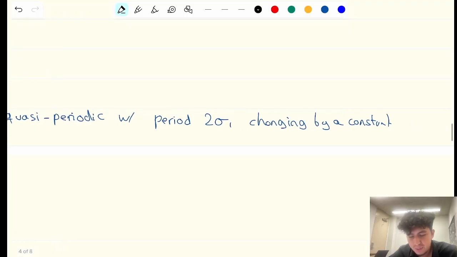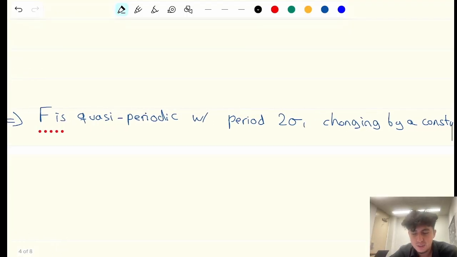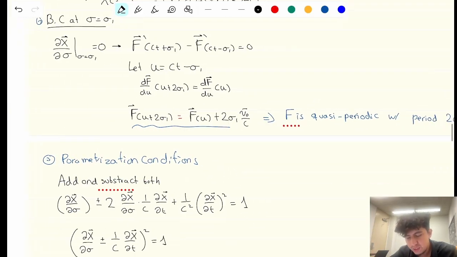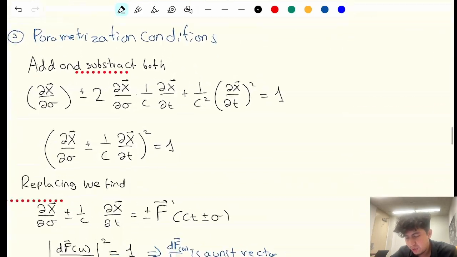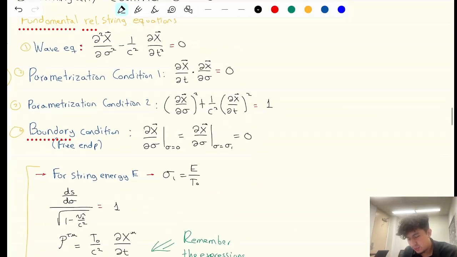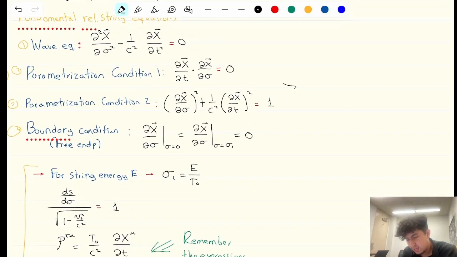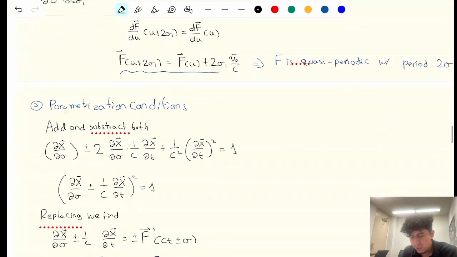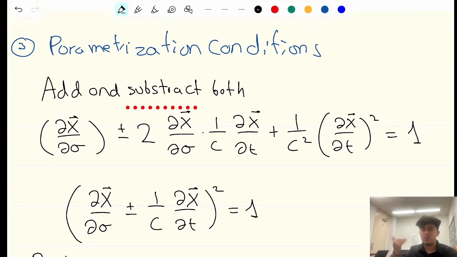So essentially it has a period of 2 sigma 1, and it changes by a constant. Cool. Okay, so this is our second equation, or second condition, that we derive. Then we can use the two parameterization conditions, these two equations. What we're going to do is sum and subtract them. So we're going to add and subtract these two conditions.